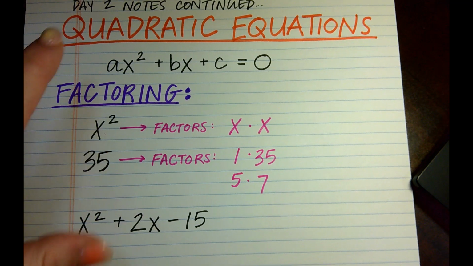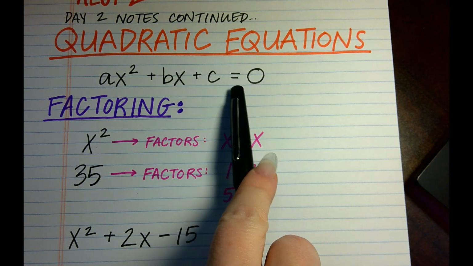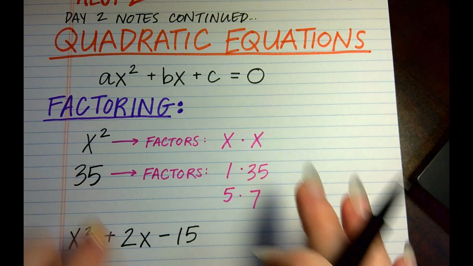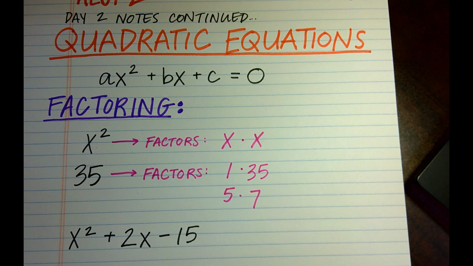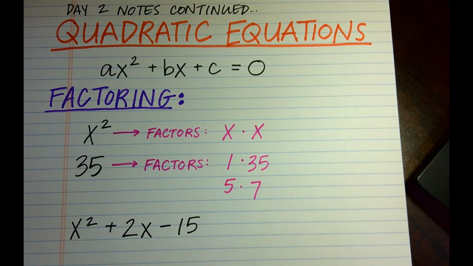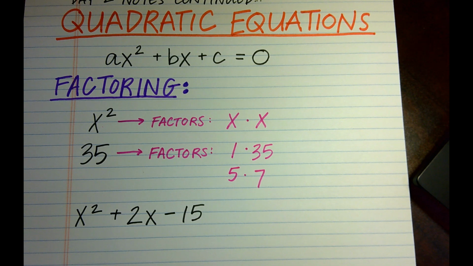Now, as we move more into the equation side of things, we'll include that equals 0 at the end. But to be completely honest, I think I jumped ahead of myself a little bit. Let's not worry about the equal sign just yet. We're just going to worry about the fact that this is called a quadratic, okay? So we have x squared plus 2x minus 15. And I'm going to show you how to factor this.